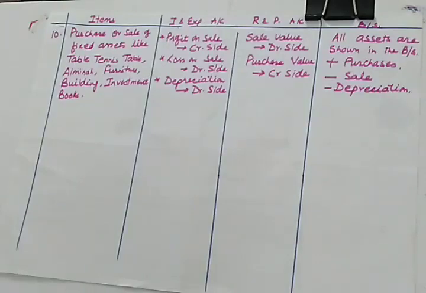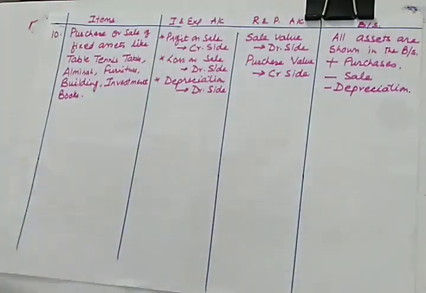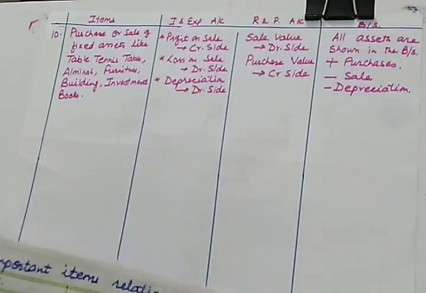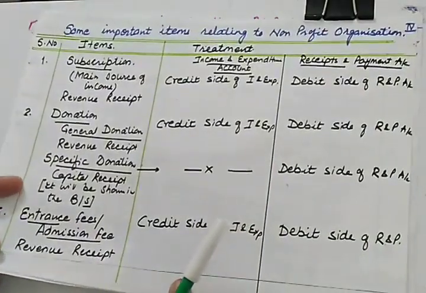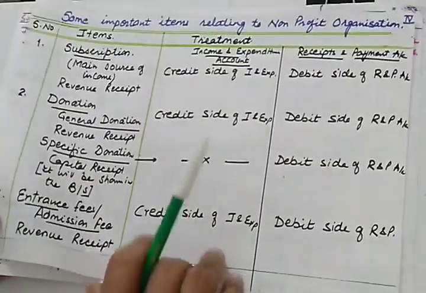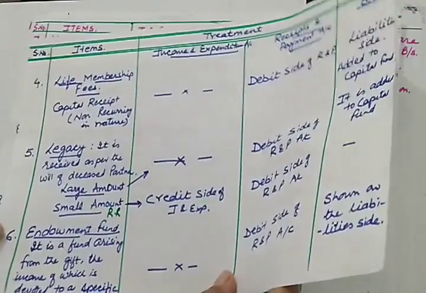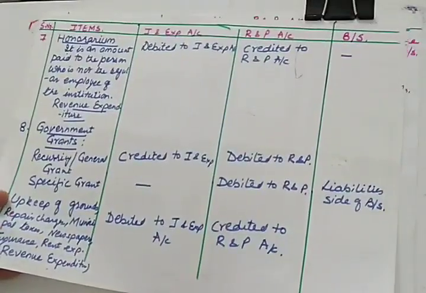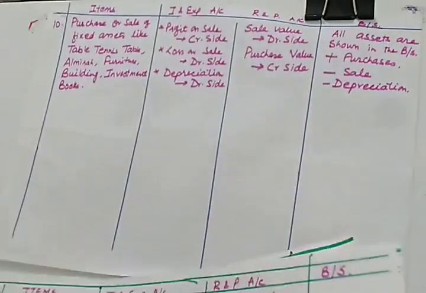So these were a few items and their treatments in non-profit organizations. In the further sections, we will be doing the details of all these items one by one. So I hope the basic idea of these items must be clear to you: subscription, donation, entrance fees, life membership fees, legacies, endowment fund, honorarium, government grants, and various other expenses, and purchase and sale of fixed assets.